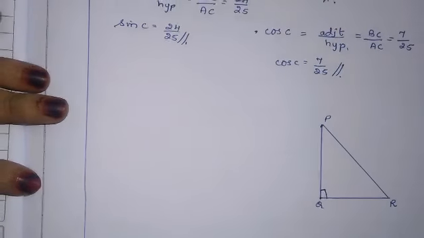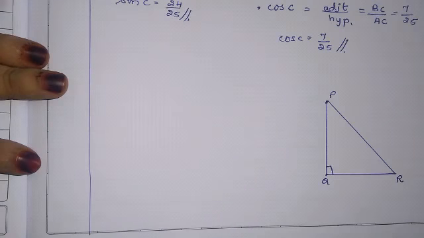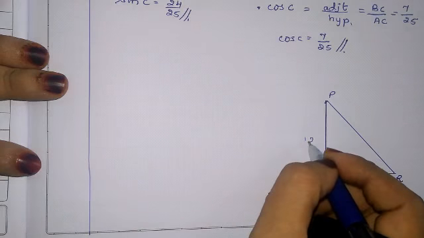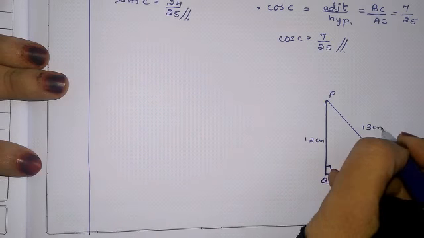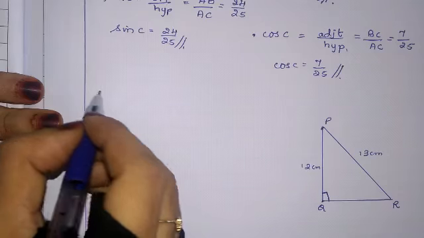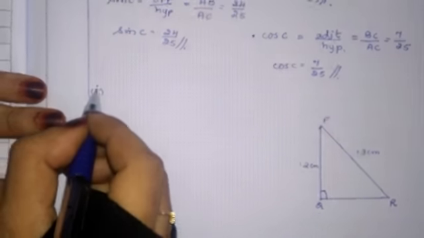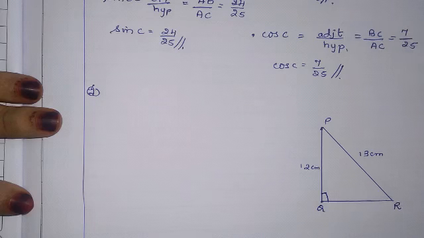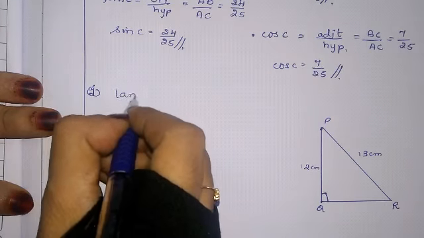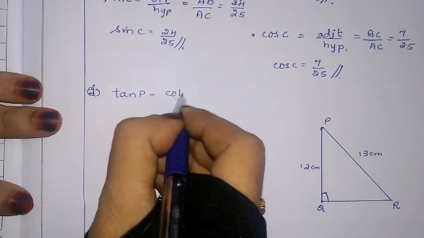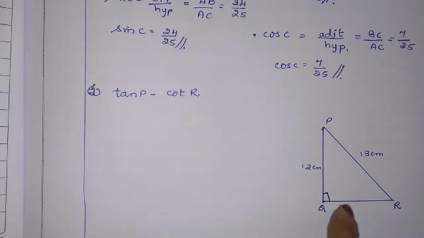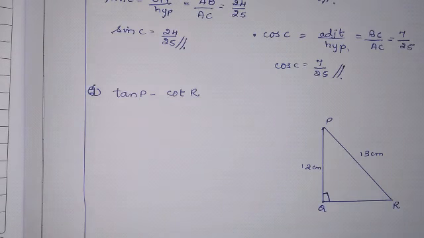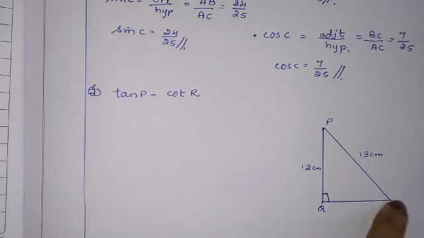I have drawn here PQR. PQ is 12 centimeter and PR they have given as 13 centimeter. And they have told to find, second one, tan P minus cot R. Okay, let us find. To find this, first we need to know, for tan P, QR. QR side we need to know.